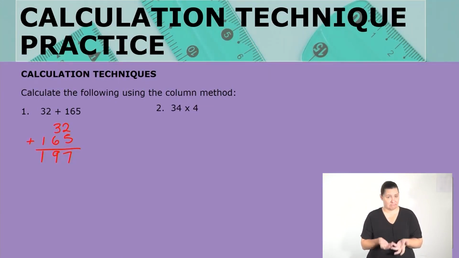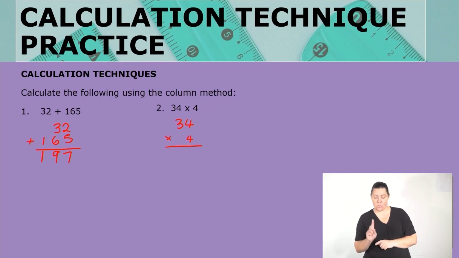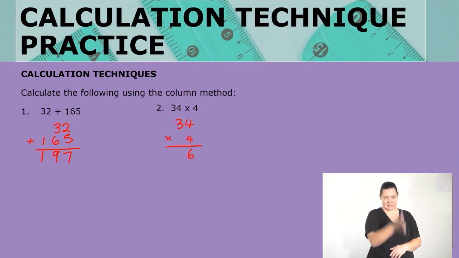Can you do that calculation? Let's write out our columns. So 34 multiplied by 4. We have 4 multiplied by 4, which gives us 16. 16 is 1 ten and 6 ones. So let us write the 6 under the ones, but the 10 has to go into the tens column.